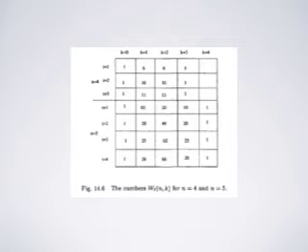The following proposition shows that the effect of f on the number of descents of a permutation is precisely what we will need. Proposition 14.34. For any n-permutation P, the equality d of P plus d of f of P is equal to n minus 1 holds.